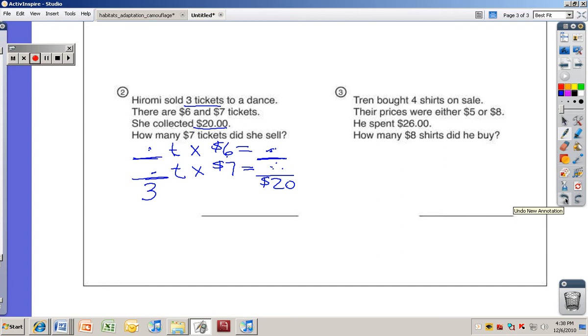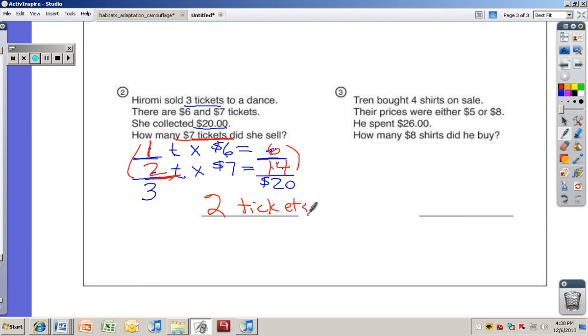And so we'll change colors so you can see a little bit better. So you're going to buy 1 $6 ticket, and that's $6. You're going to buy 2 of the $7 tickets. It's $14. 6 and 14 makes 20. 1 and 2 makes 3. And so you're going to get a total of, how many $7 tickets do you buy? It tells you right here you get 2 of those tickets.